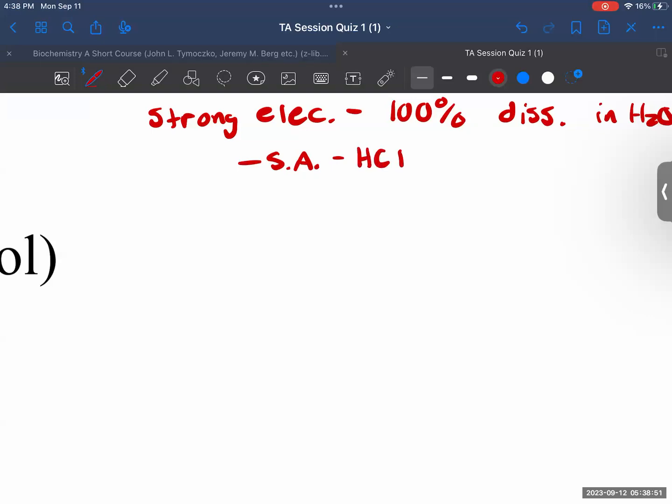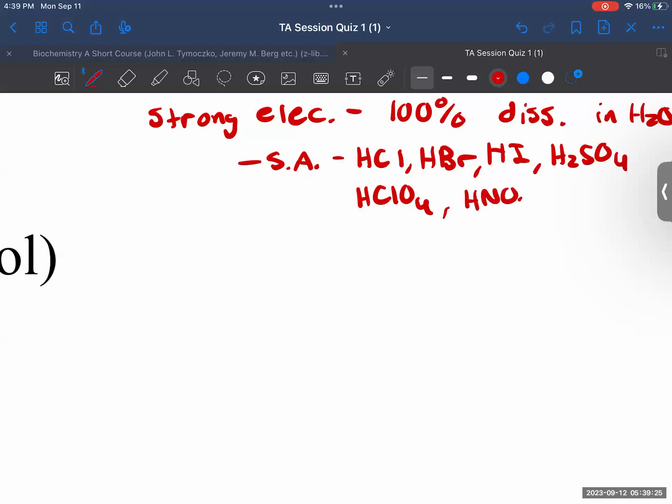Hydrochloric acid's one of them. Acetate is a very weak acid, so no. HBr, I heard. Hydroiodic acid. Sulfuric acid. Perchloric acid, there we go, HClO4. And then there is one more. HMnO4? No, that's probably a really weak acid. It's nitric acid, there we go. All right, those are the 6 strong acids.